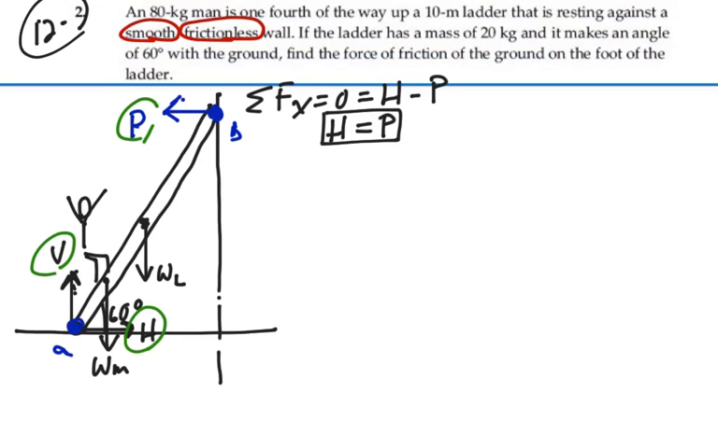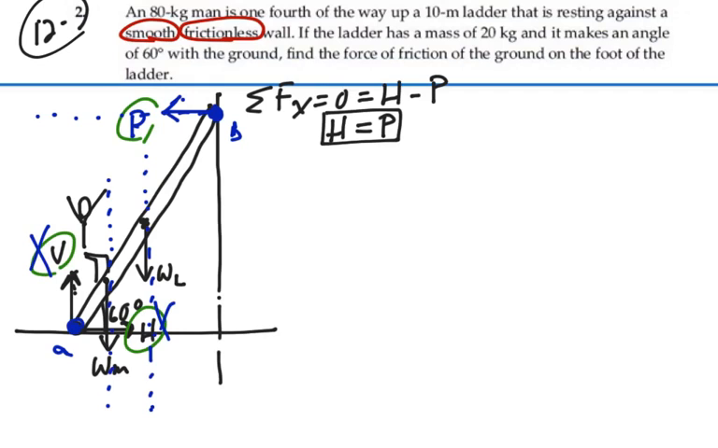If I choose point A, then I can eliminate trying to find V and trying to find H because their lines of action go through point A, and that gives them no moment arm about that point. So that's actually a good way to go. If I choose point A, then I only have to worry about the moment arm due to the weight of the man, the moment arm due to the weight of the ladder, and the moment arm due to the P force on top.